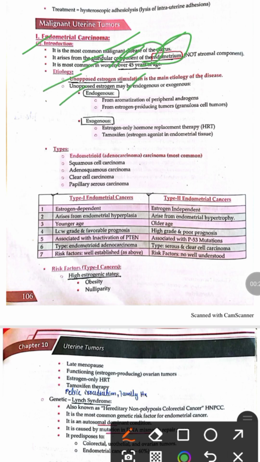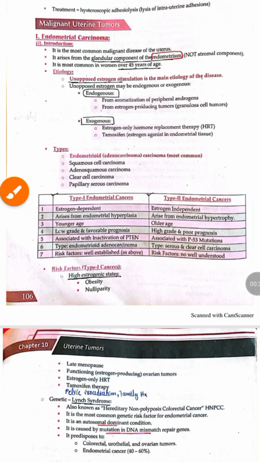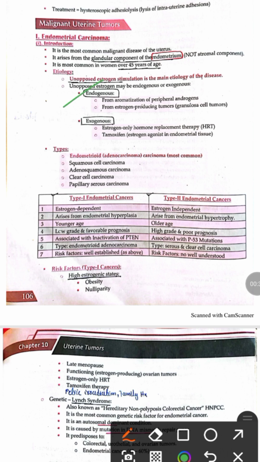The high estrogenic state may be because of certain endogenous causes or exogenous causes. The endogenous causes include aromatization of the peripheral androgens, and high estrogen secretion may also occur from estrogen-producing tumors, that is, granulosa cell tumors. The exogenous causes include hormone replacement therapy that contains estrogen only, and tamoxifen. Tamoxifen has an inhibitory effect on the breast, but it has a stimulatory effect on the endometrial tissue.